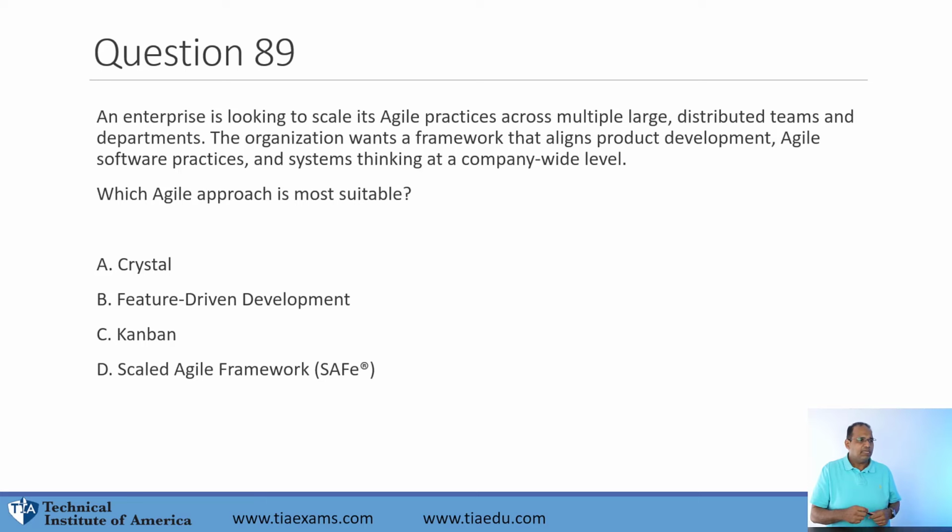Question. An enterprise is looking to scale its agile practices across multiple large distributed teams and departments. The organization wants a framework that aligns product development, agile software practices, and systems thinking at a company-wide level. What agile approach is most suitable? Crystal, feature-driven development, Kanban, and scale.